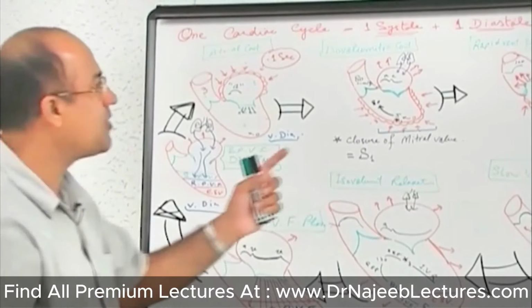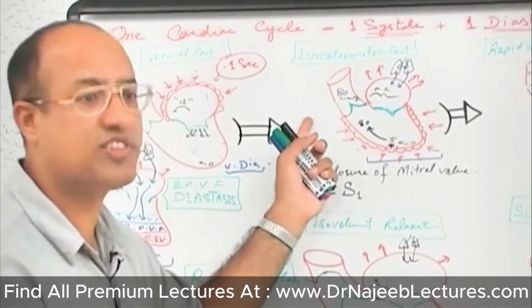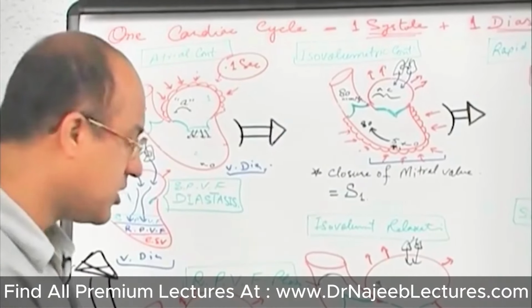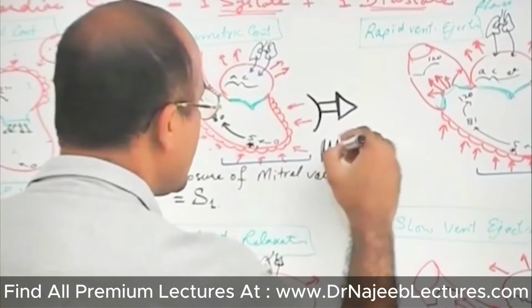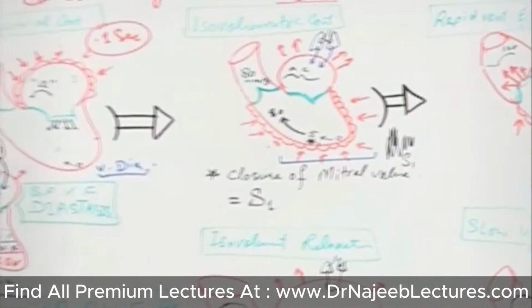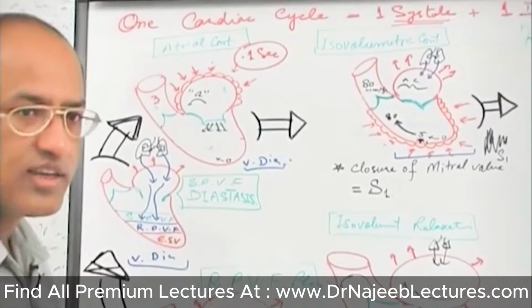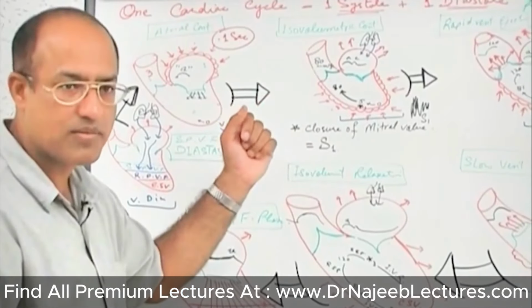The closure of mitral and the tricuspid valve at the onset of ventricular systole produces a sound which is called first heart sound. So this is first heart sound, and first heart sound is produced when there is onset of ventricular systole and there is closure of mitral valve and tricuspid valve, right?